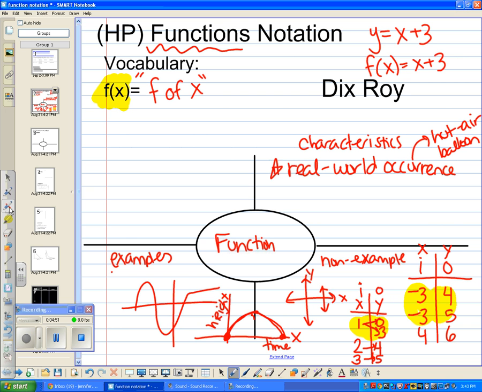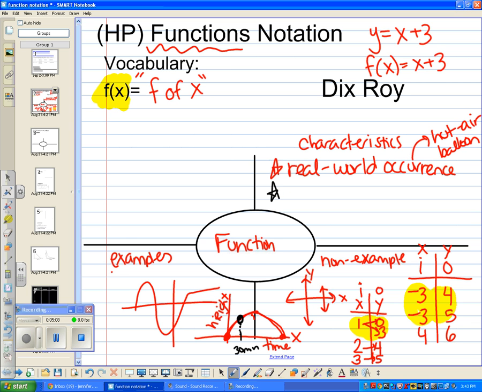But what I remember is that at each point in time, like let's say after 30 minutes or however, I'm only in one spot. So I can only be at one height. It's impossible for me to be in two places at once. So that's why I really like the hot air balloon. It's a characteristic of a function.